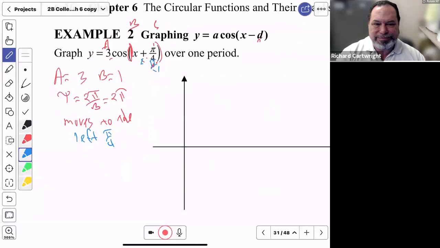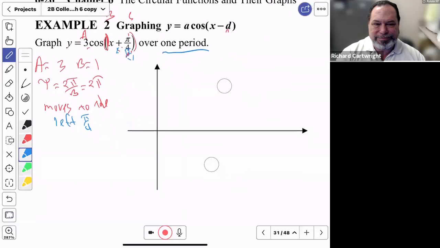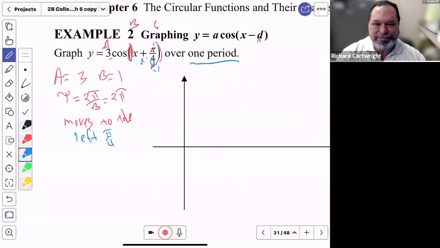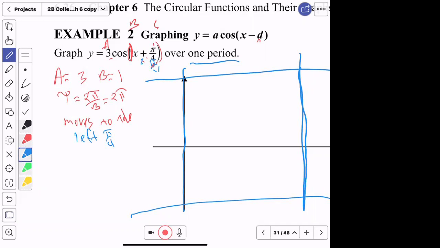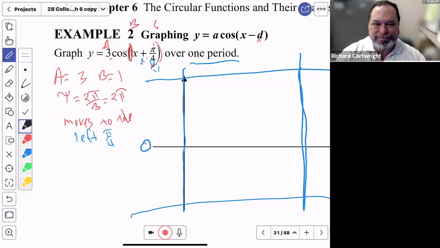So he wants one period again. So let's see. It shifted. So let me cut it off here, and I'm going to use this as my starting point. And then I'm going to draw my horizontals. Does this shift up or down? Did you hear me say anything about shifting up or down? No. And I'm going to put a zero here. And the amplitude was a 3. So 0 plus 3 is 3. 0 minus 3 is a negative 3.